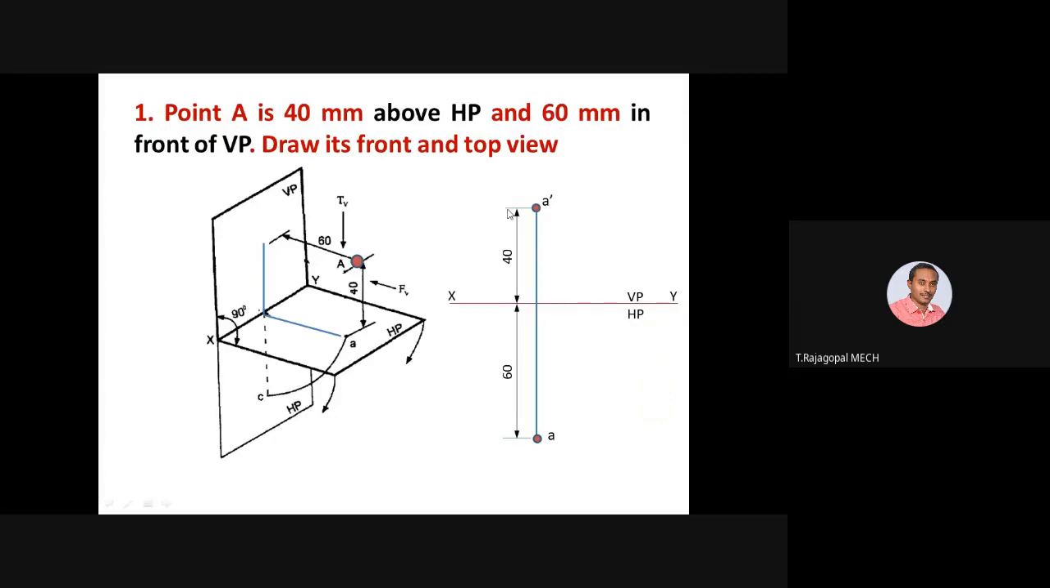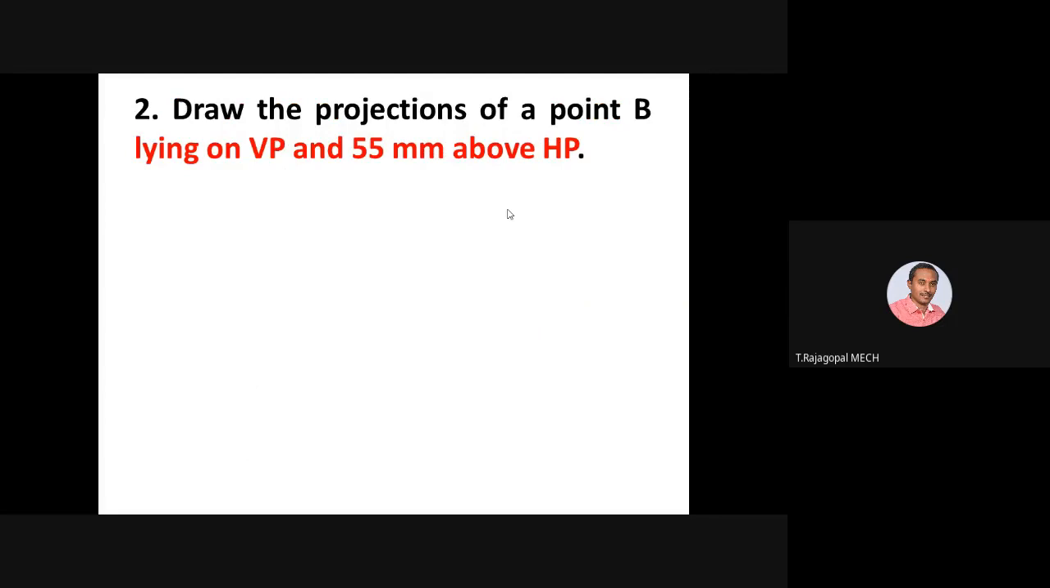Now we will move on to the next question. Draw the projection of a point B lying on VP, 55 mm above HP. Lying on VP means a point which is lying on the vertical plane itself. On the vertical plane there is a point, and that particular point is 55 mm above HP. Imagine.